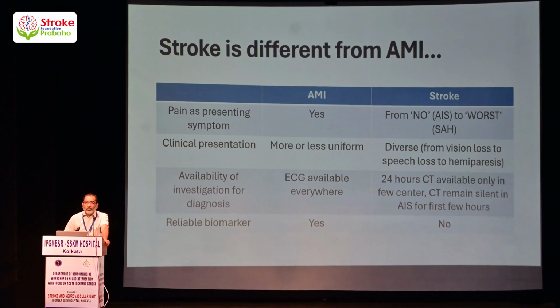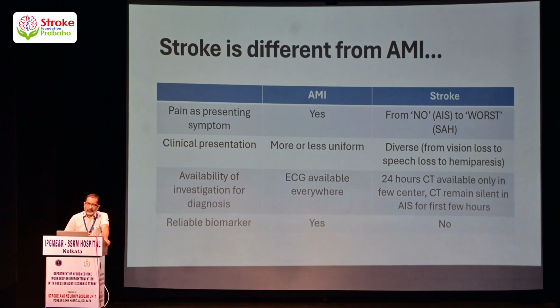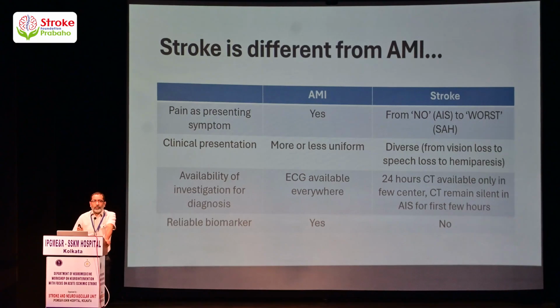This is one of the most important and challenging parts. Because when we are talking of neurointervention, we are always telling the patient must come within the golden period. Now, this is possible only if we can generate adequate awareness in the society. Both stroke and MI are acute vascular events. But the difference is that in stroke, the symptoms are very varied, contrary to acute myocardial infarction.